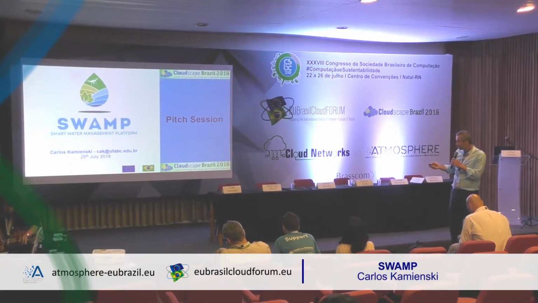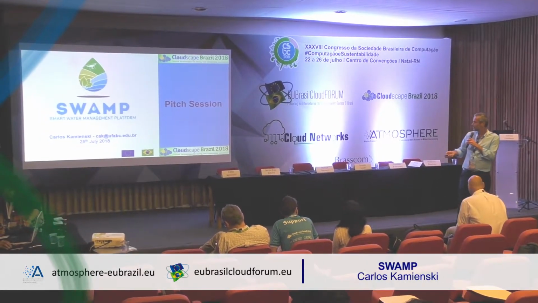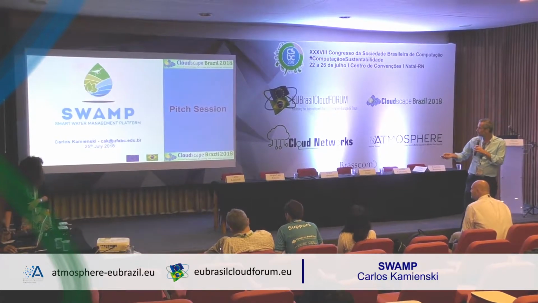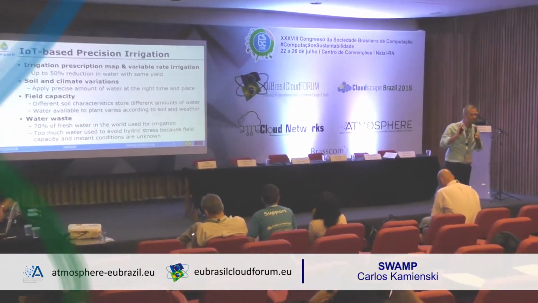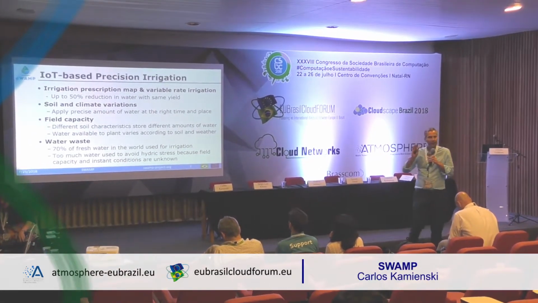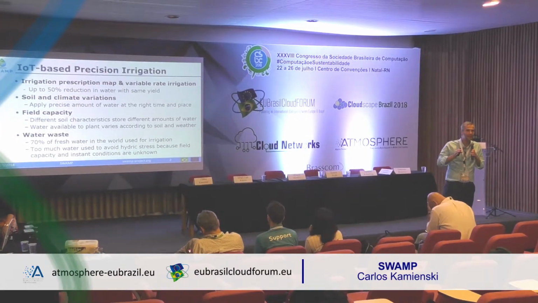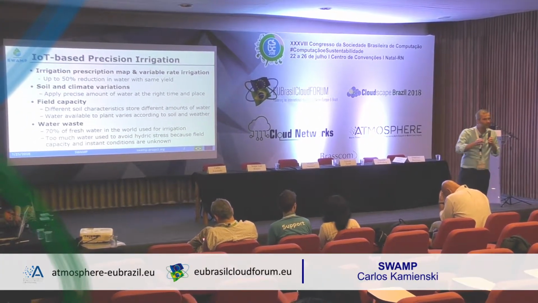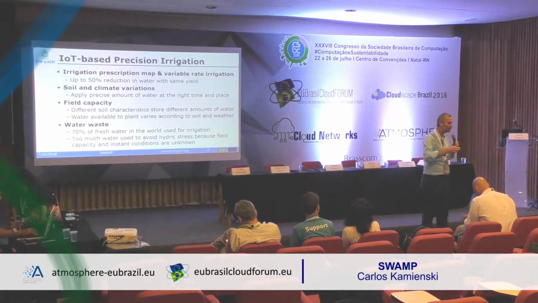But then I'd like to give some motivation. What's the problem with precision irrigation? Farmers fear that the plants go under hydric stress, and in order to avoid that, they simply spray a lot of water in the soil.